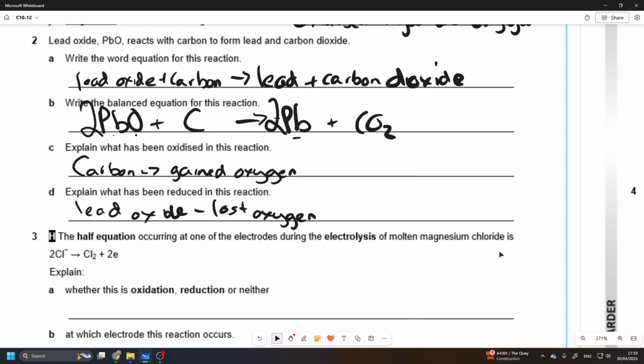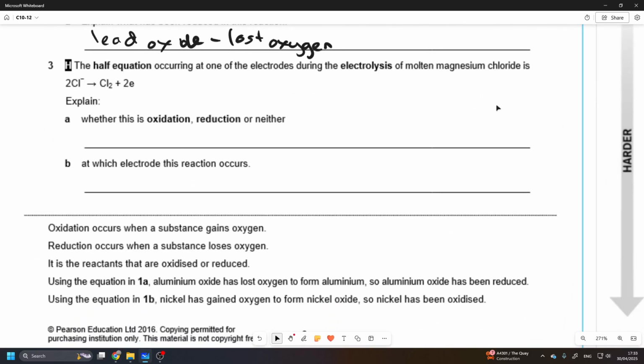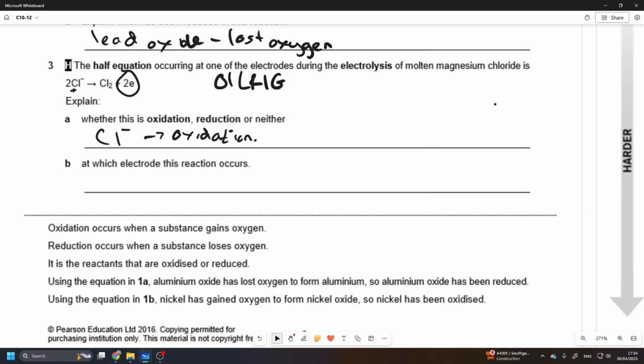Okay, the half equation occurring at one of the electrodes during the electrolysis of molten magnesium chloride is that. State whether this is oxidation, reduction, or neither. Now, for this, we've got to remember OIL RIG, i.e. oxidation is loss, reduction is gain. It says it down here. So oxidation is loss, reduction is gain. Now, the Cl minuses have lost electrons because they're now over here. So these have lost electrons. So this is oxidation. Now, at which electrode does this occur? It's the anode. Okay, job done.